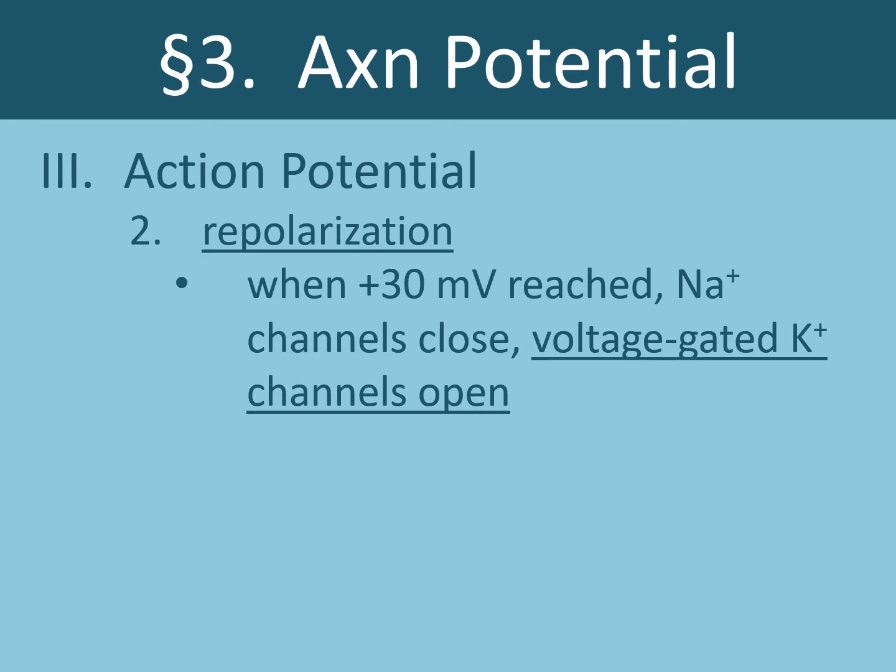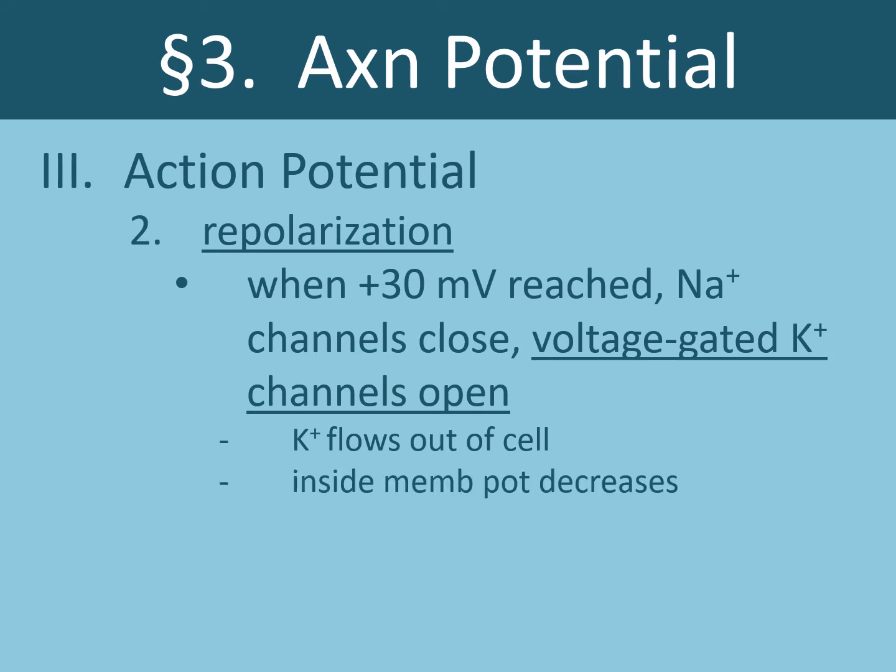And another type of channel will open in response. These channels are called voltage-gated potassium channels. So when they open, they allow potassium to flow across the membrane. Remember, potassium is found in a high concentration inside the cell. So by diffusion, potassium wants to leave, wants to move out of the cell. So when these channels open, potassium flows out. Potassium has a positive charge. If positive charges are leaving the cell, the inside is going to start to become more and more negative. In other words, the inside membrane potential will decrease as potassium leaves the cell.